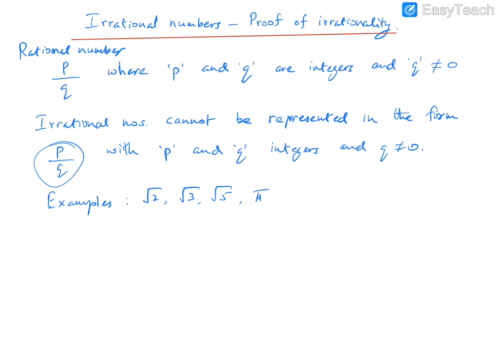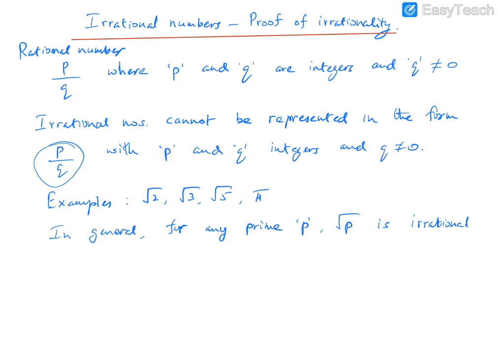So in general, what we notice is that for any prime number p, the square root of p is irrational. Okay, so this is a statement that we will remember. But then we have still not seen how to prove that square root of p is irrational. Okay, this is what we are going to do in today's video.